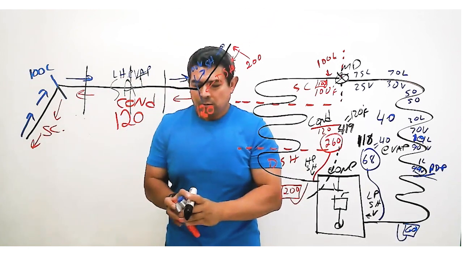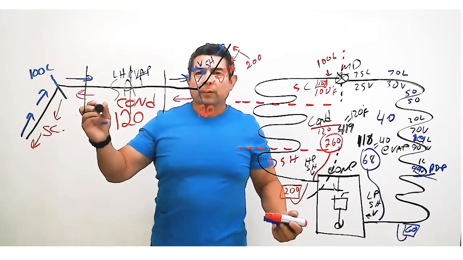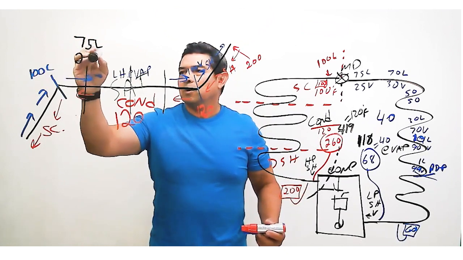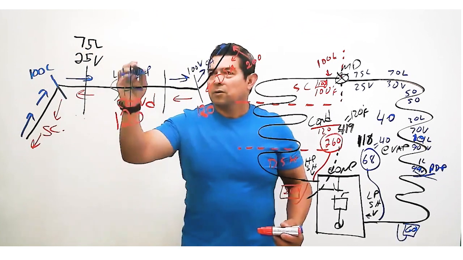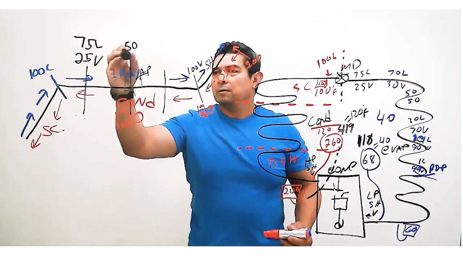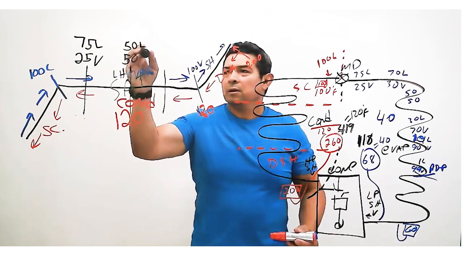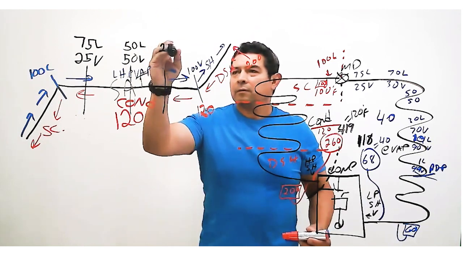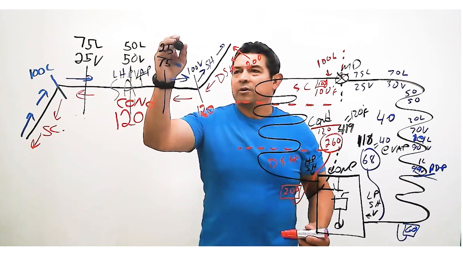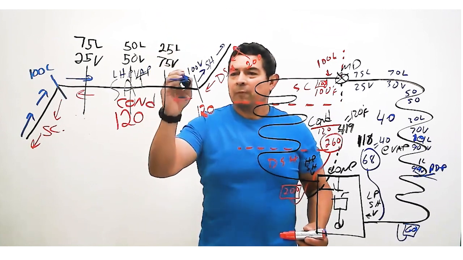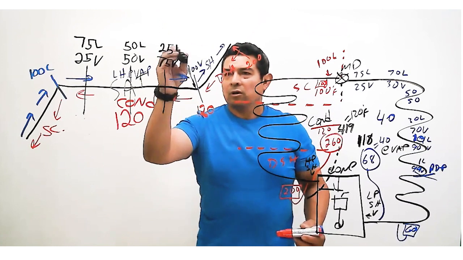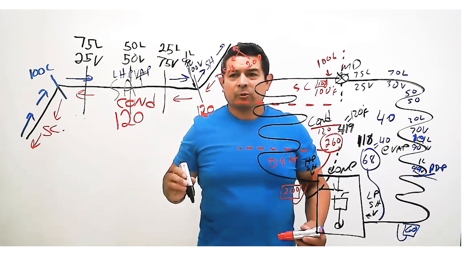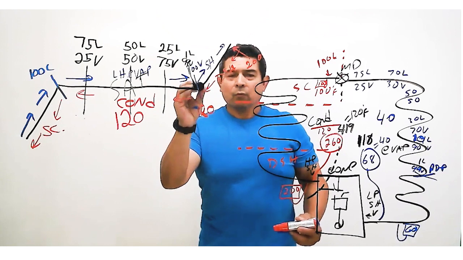On this one here, this is 100% liquid. Here is going to be 75% liquid and 25% vapor. This one here is going to be 50% liquid, 50% vapor. This one here is going to be 25% liquid, 75% vapor. And right there, we're going to be at 1% liquid, 99% vapor. After that little line right there, we're at 100% vapor.